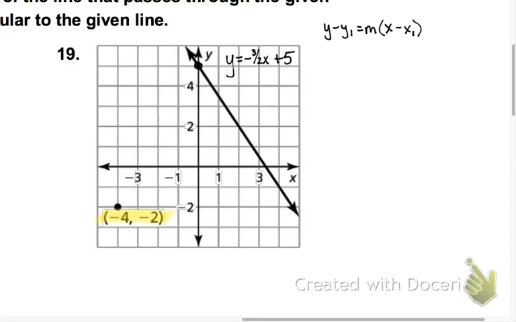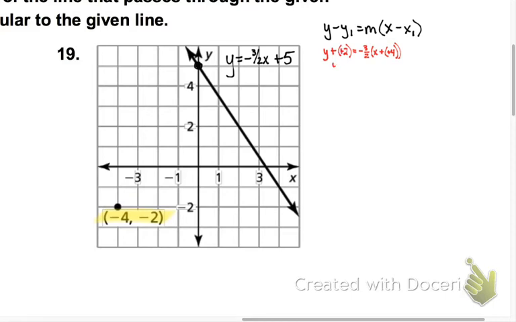So then if we're going to do parallel, to start, we're going to go y minus, what's my y value? Negative 2 equals, what slope am I going to use? Negative 3 halves, right? Nothing changes if it's parallel. I'm just going to use that slope again. And then x minus negative 4. So that's going to change to a plus. Same way over here on the left side.